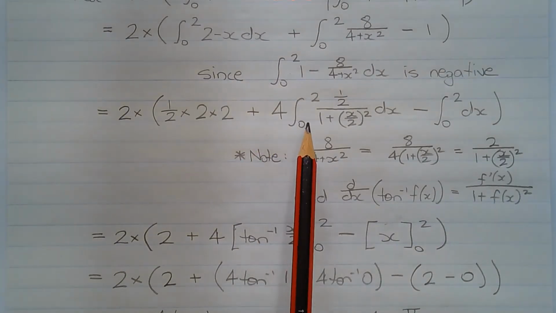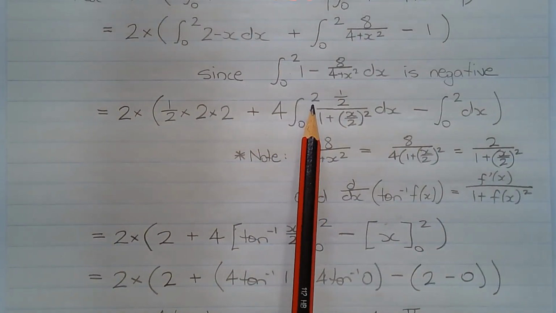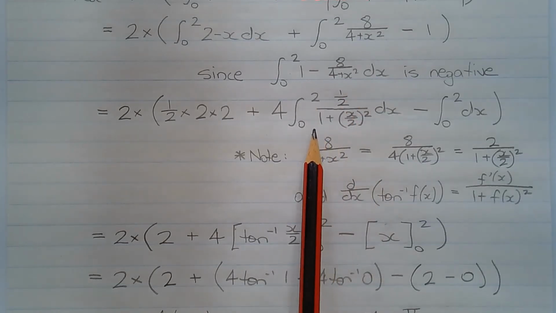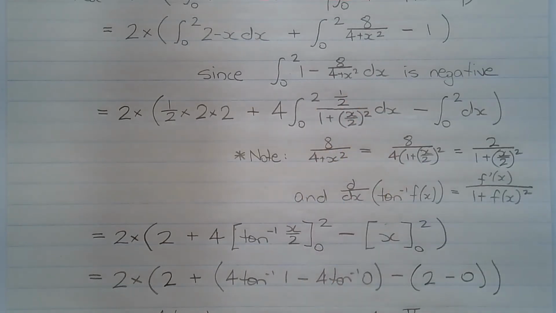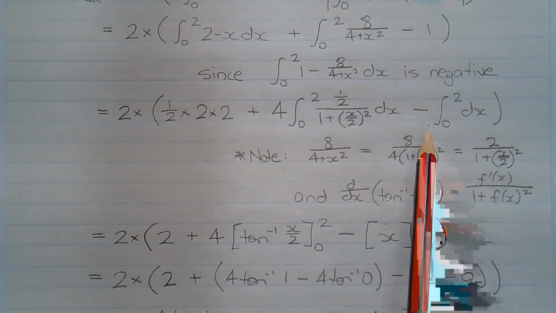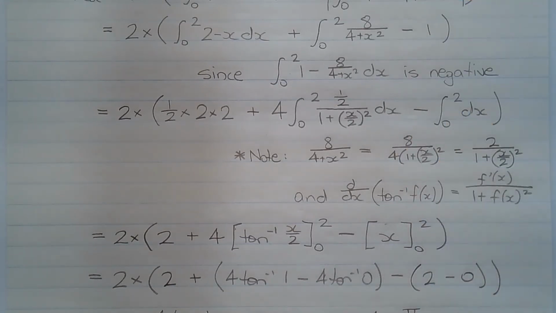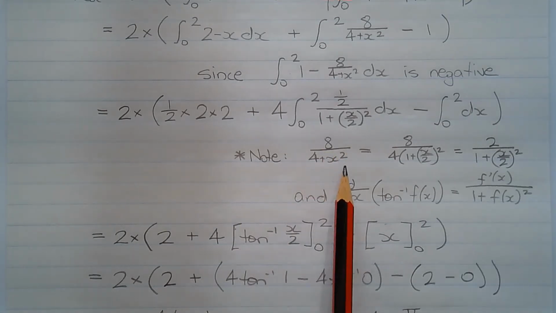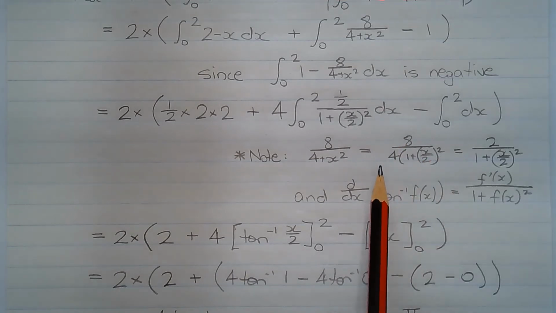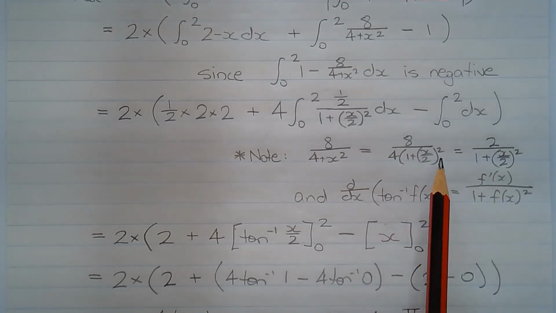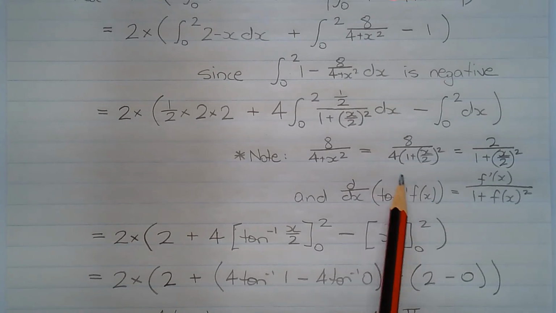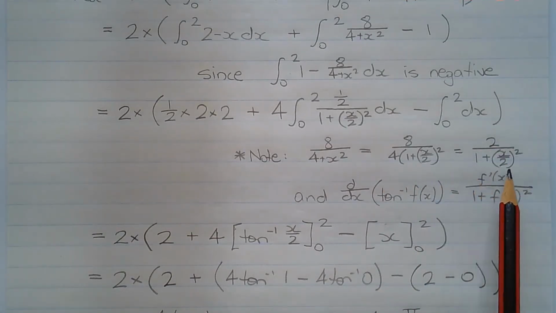Plus 4 times the integral from x equals 0 to x equals 2 of half over 1 plus x over 2 all squared dx minus the integral from x equals 0 to x equals 2 of dx, or 1 dx. Now note that 8 over 4 plus x squared is equal to 8 over 4 outside of 1 plus x over 2 all squared. So I factorized out 4 from the denominator. And that's equal to 2 over 1 plus x over 2 all squared.